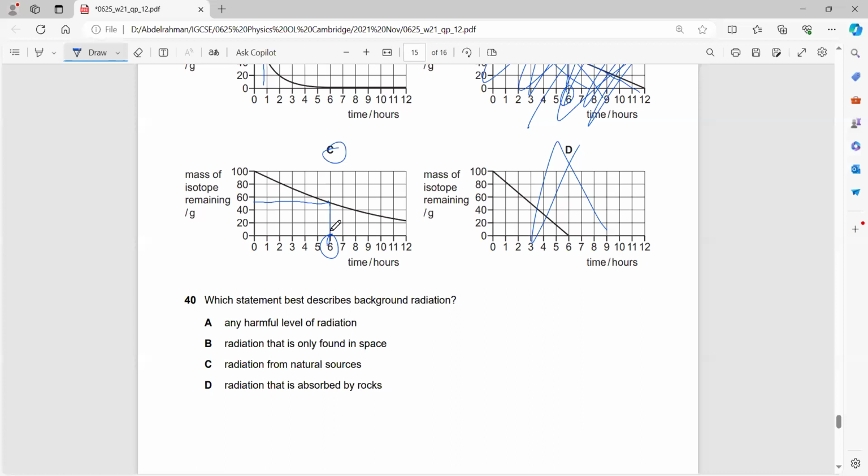Last question. Which statement best describes the background radiation? What is the background radiation? Yes, it is the radiation from natural sources. Natural sources around us do produce some background radiation.